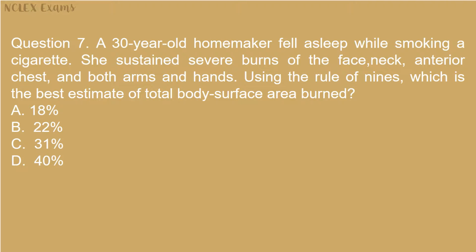Question 7. A 30-year-old homemaker fell asleep while smoking a cigarette. She sustained severe burns of the face, neck, anterior chest, and both arms and hands. Using the rule of 9s, which is the best estimate of total body surface area burned: A. 18%, B. 22%, C. 31%, D. 40%.